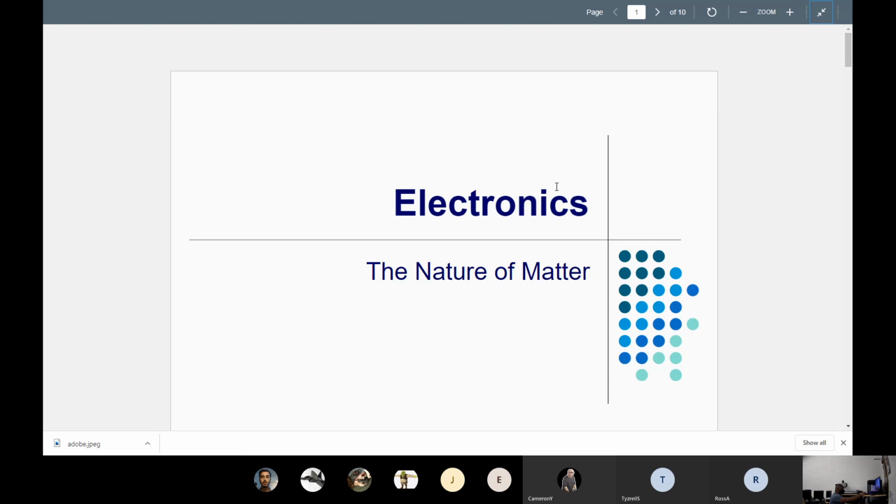All right. So the first topic in your table of contents is nature of matter. Y'all ready? All right. So this is the beginnings of electronics. This is not digital electronics. This is the very beginning, so that you understand where we're going with this.